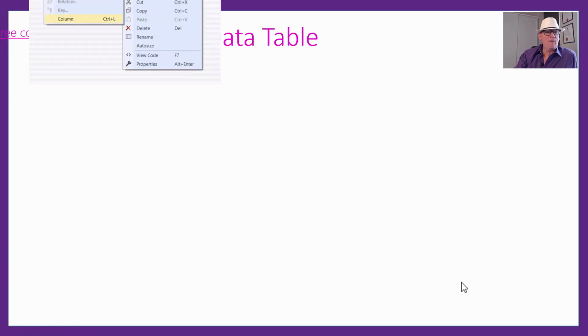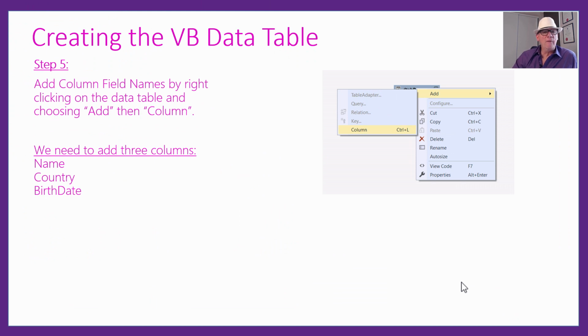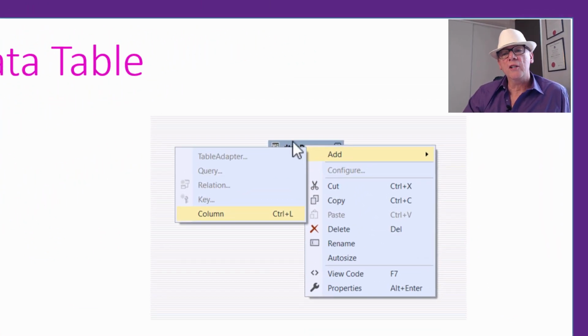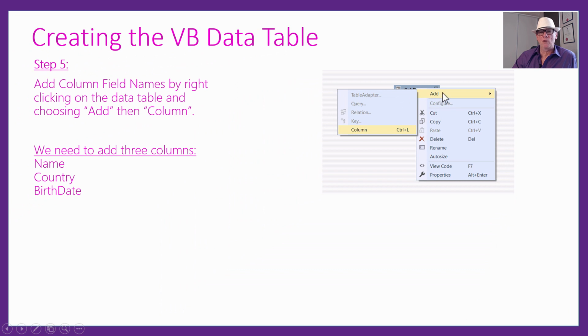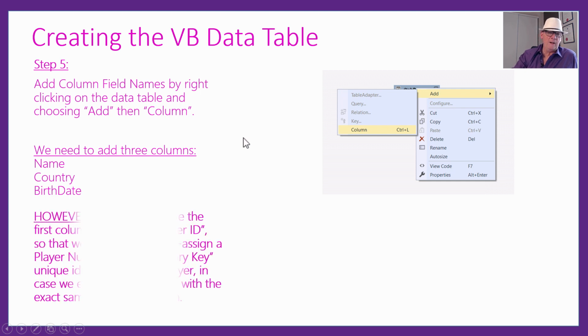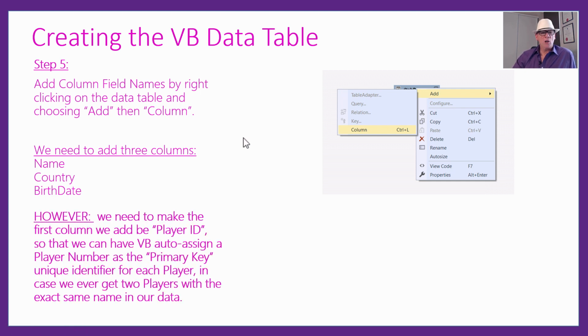All right, on to step 5. Now with step 5, you actually click on your data table. It's been hidden by the flyout panels here, but our data table here, dtab players, right-click on that, and now we're going to add all the columns or the fields that are going to be part of that table, all right? So we go add column. Now remember, we had 3 things, name, country, and birth date to add in. However, you will also need to have a player ID. So we need an extra 4th field, and that's the first field we add in, the player ID.